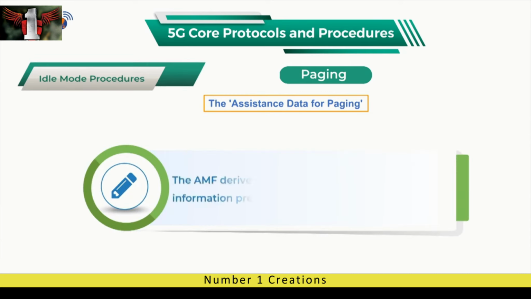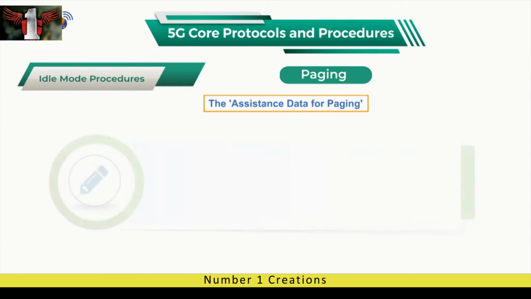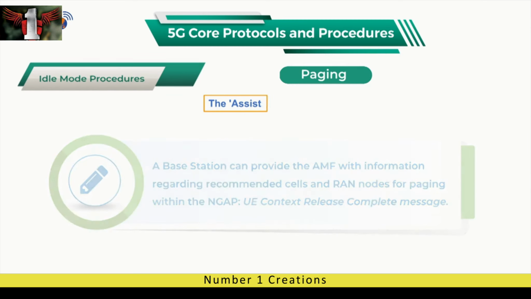The AMF derives a set of recommended cells from information previously received from the base station. A base station can provide the AMF with information regarding recommended cells and RAN nodes for paging within the N-gap UE context release complete message. The AMF stores this information for any subsequent paging procedures.